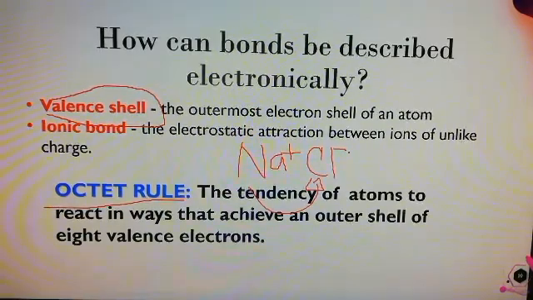So, pag nag-combine na yung ating sodium at chlorine, magkakaroon na tayo ng sodium chloride. So, magkakaroon na sila ng tinatawag na ionic bond. So, ang ionic bond is the bonds between ions of unlike charge. So, that's how we can describe the bonds electronically.